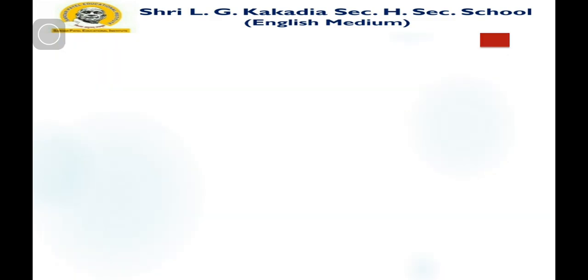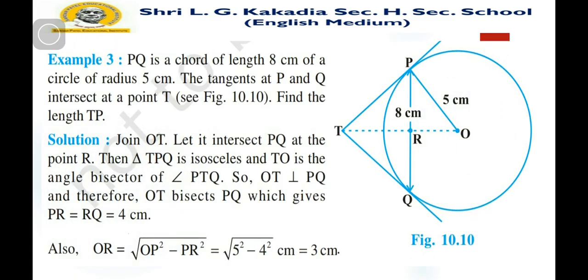Now, let us take example number 3. Given that, as you can see in the figure, PQ is a chord of length 8 cm of a circle of radius 5 cm.